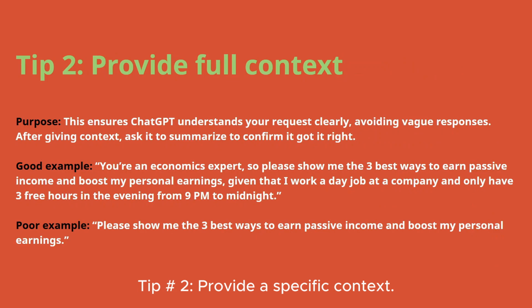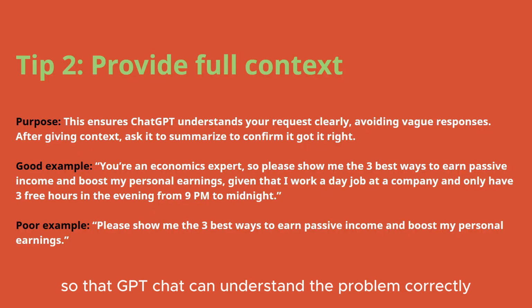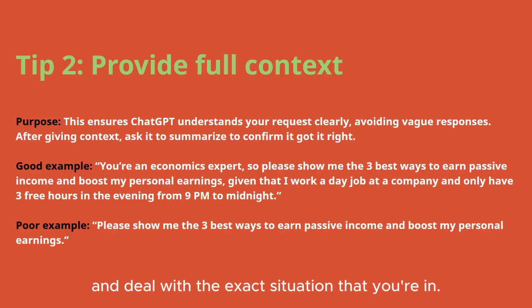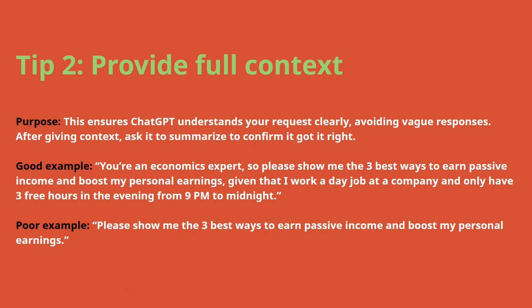Tip number 2, provide a specific context. It is different from traditional search engines, for example Google or Bing. You just search my keyword in a simple and brief way and it will give us a very clear answer. But AI doesn't work that way. It requires that we provide a specific context so that ChatGPT can understand the problem correctly and deal with the exact situation that you're in.